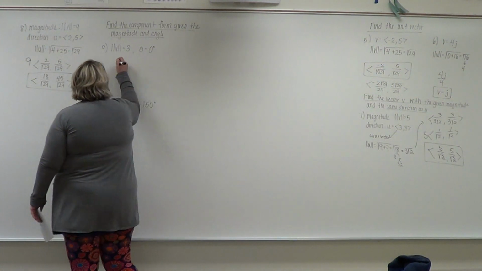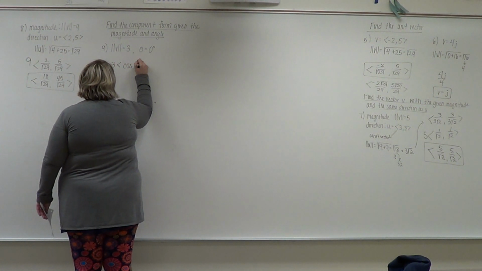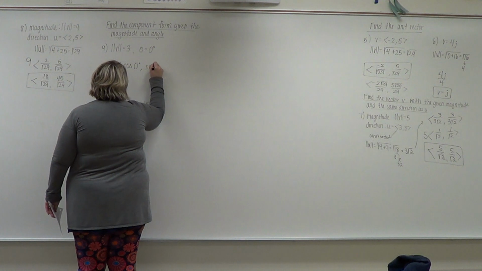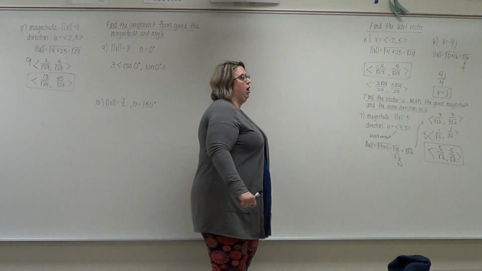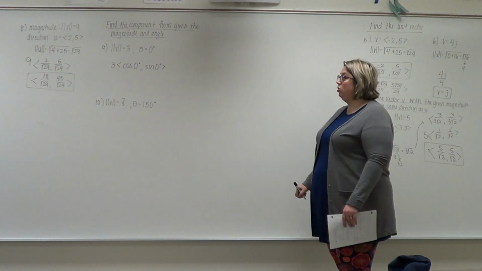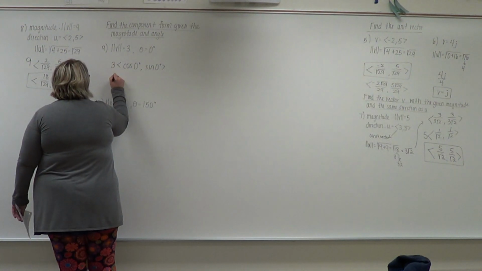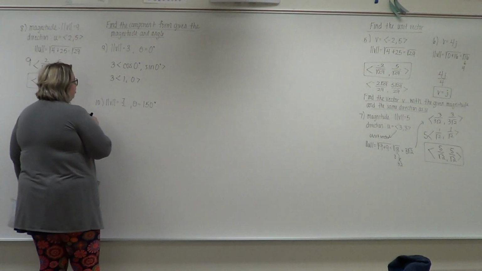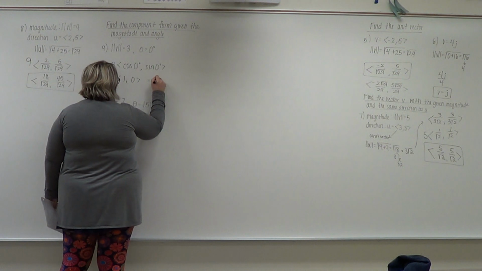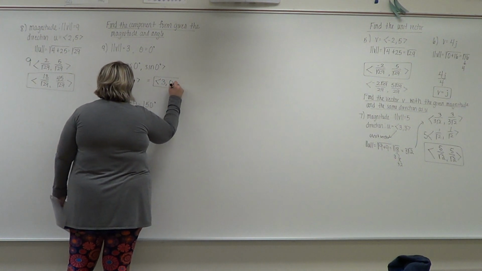So my magnitude would go on the outside, and then I would find these values, cosine of 0, sine of 0. Okay, well, if you either know it or use your unit circle, cosine of 0 is 1. So I would substitute 1, sine of 0 is 0, and then I would distribute the 3. So my vector would be 3, 0.